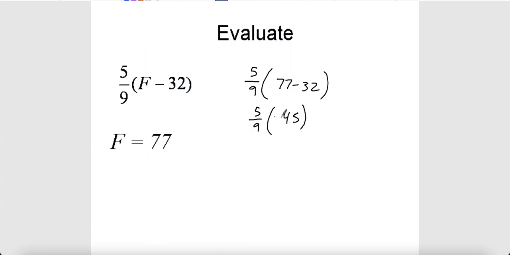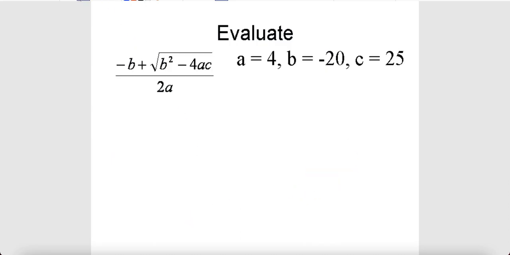And then I can simply multiply, and without a calculator, I can reduce. So I've got 5 times 45 over 9. And 45 over 9, that can reduce. 45 divided by 9 is 5. So 5 times 5, that is 25, would be our answer for this one.